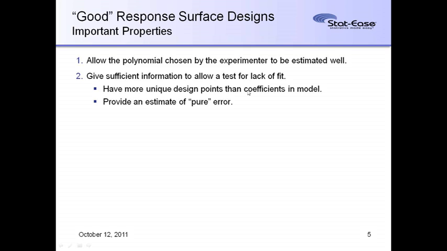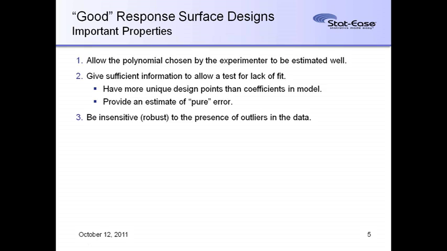To test for lack of fit, we have to have more unique design points in our design than there are coefficients in the model. In addition, we need some way of estimating error that doesn't depend on the model. The most common way is to run some replicates. If I run some replicated experiments, I can estimate the error directly without making any model assumptions. That gives a direct, or pure, estimate of the experimental error.